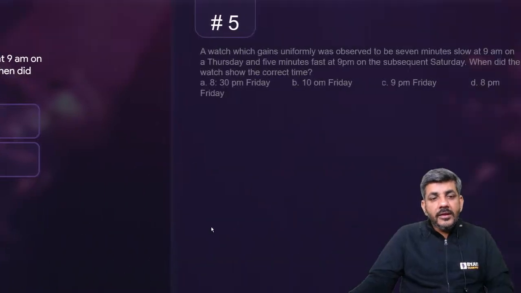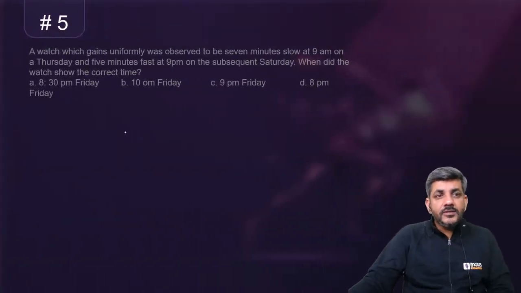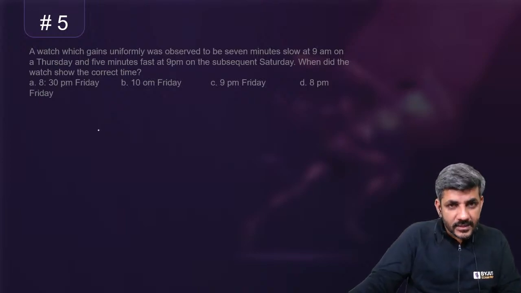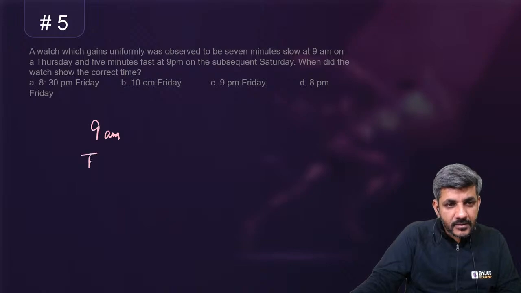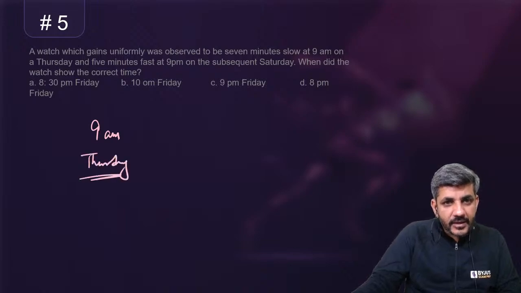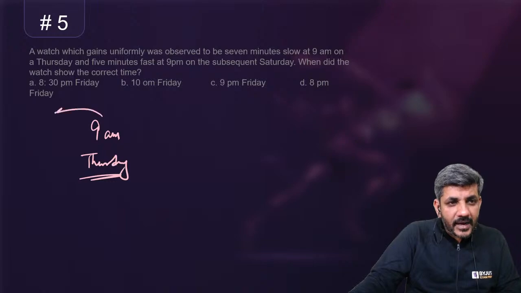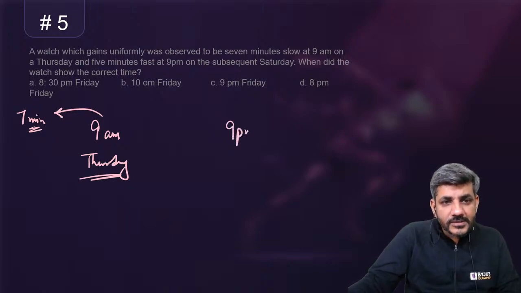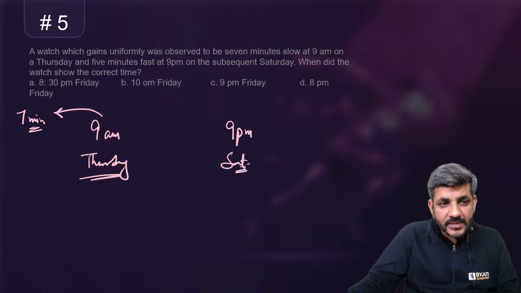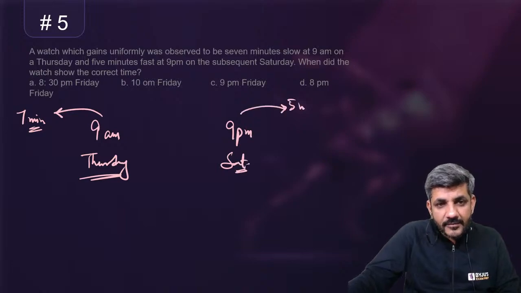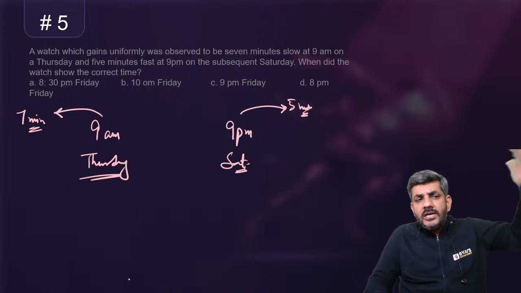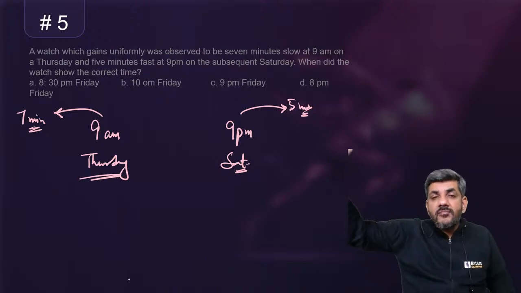Start doing it. He says a watch which gains uniformly was observed to be 7 minutes slow at 9 a.m. on Thursday. So at 9 a.m. Thursday, it was 7 minutes behind, right? And he says it was 5 minutes fast at 9 p.m. on subsequent Saturday. So at 9 p.m. of Saturday, it was 5 minutes ahead. Question is, when did the watch show the correct time? So it's kind of a person was 7 minutes behind and now the person is 5 minutes ahead.